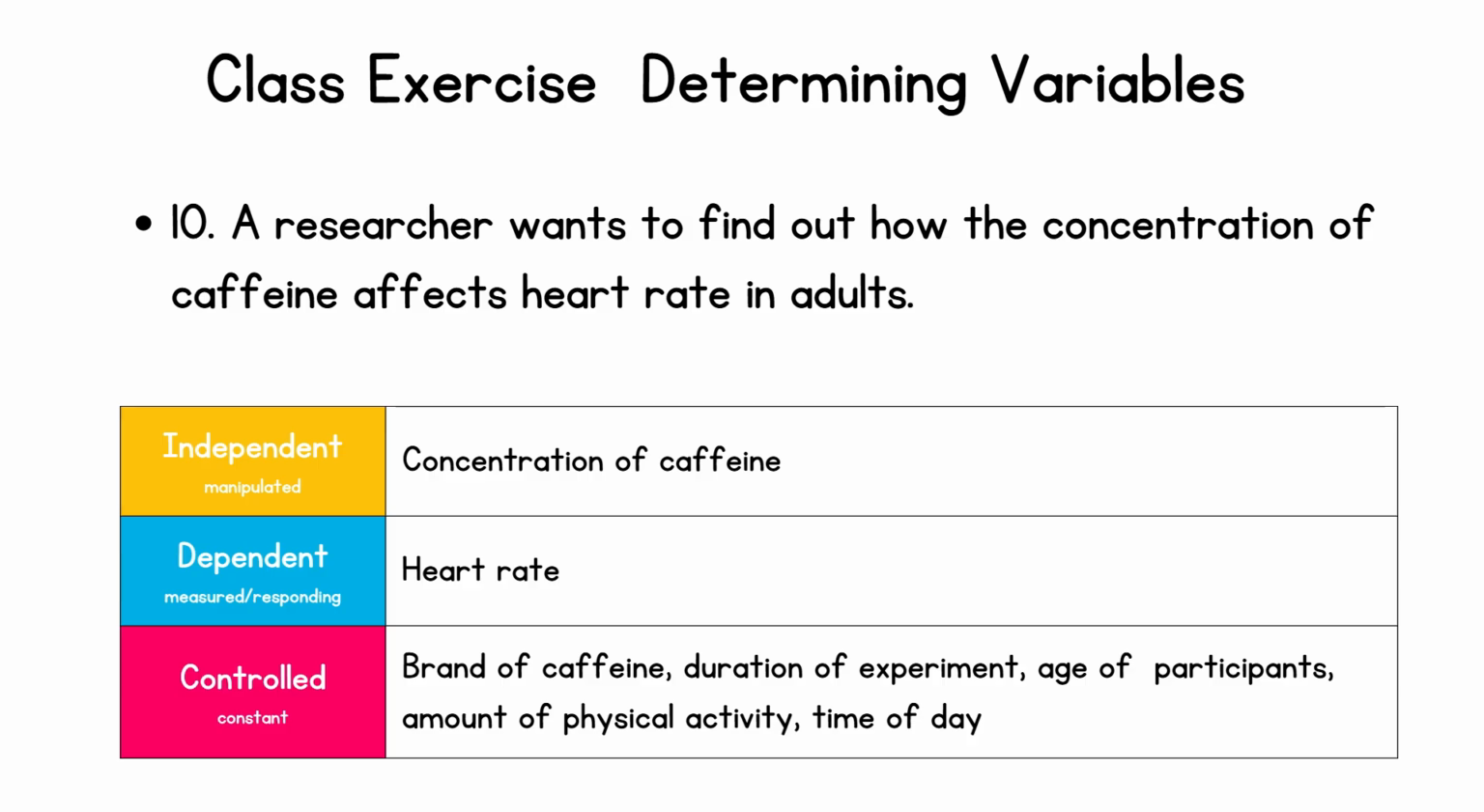Awesome sauce, everybody. Did you get something close to this or exactly like this? You're doing a great job. So we have concentration of caffeine being independent, the heart rate being dependent, and what is being controlled? Brand of caffeine, duration of experiment, age of participants, amount of physical activity, and time of day.